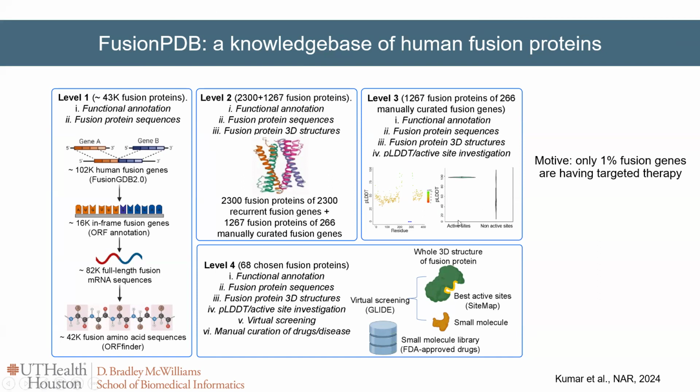After checking the reliability and confidence from the pLDDT score and using active site residues, we used these criteria to choose the confident structures. For these chosen ones, we performed virtual screening against known FDA-approved drugs. Anyway, so far the situation is that only 1% of fusion genes have targeted therapy.